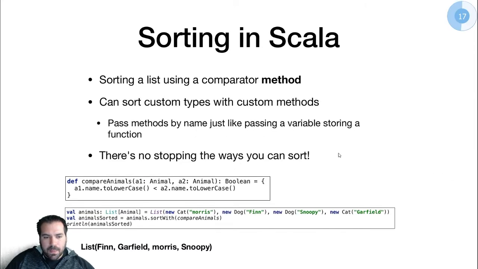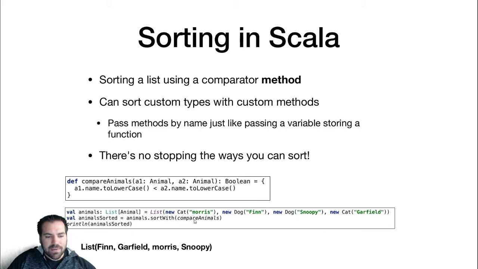And we can also use methods as functions. I have this example in the repo. If we have a method, this is defined as a method using the def keyword as part of an animal class. This compareAnimals takes two animals and returns a Boolean and sorts them by their names, case insensitive, not case sensitive. And then I have a list of animals, which are using some polymorphism, cats and dogs.